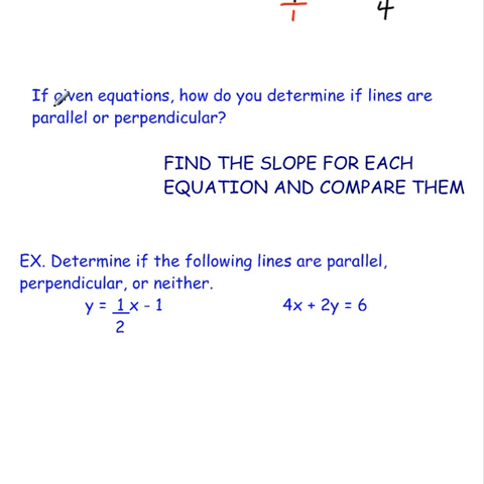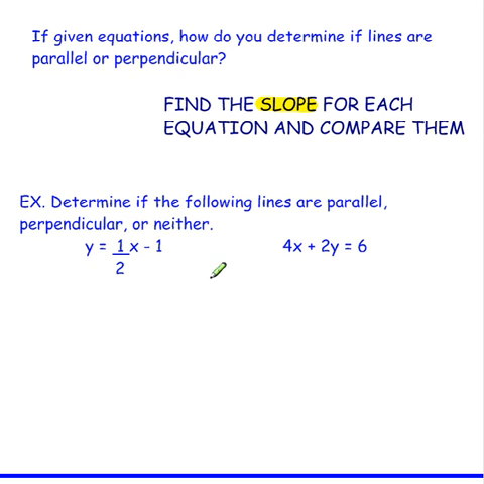If given equations, how do you determine if lines are parallel and perpendicular? If we were given the picture, you guys would be excellent at that. So how do we determine it if we're given equations? This is how. Find the slope. Remember, that's what's important. Find the slope for each equation and compare them based on the criteria from above, that parallel lines have the same slope and perpendicular lines have opposite reciprocal slopes of each other.